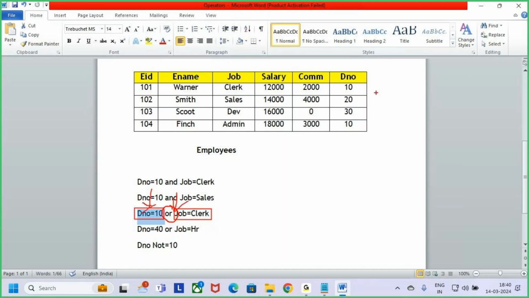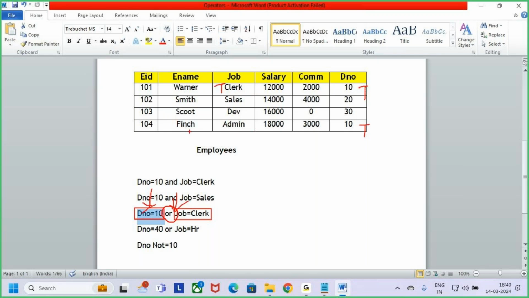Now what's my first condition? Department number is equals to 10. Now here the first condition is true. Here also the first condition is true. There are two employees working in the 10th department. Now what's my second condition? Job is equals to clerk. So one of the employees in the 10th department, Warner, is working as a clerk. Here the second condition is also true.